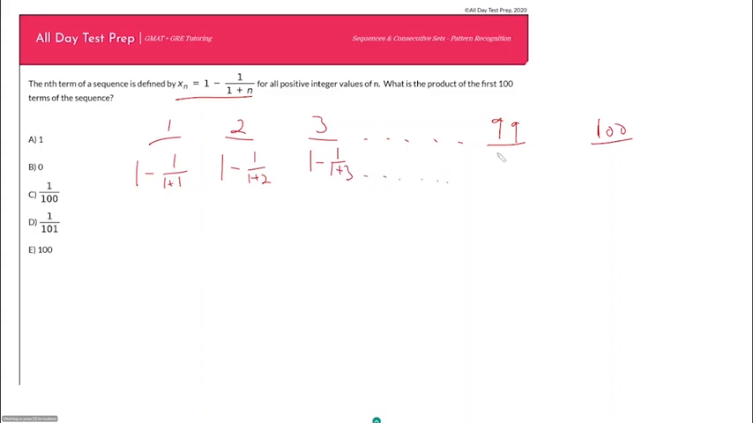Dot, dot, dot. And the 99th term should be 1 minus 1 over 1 plus 99, and the last term, 1 minus 1 over 1 plus 100.